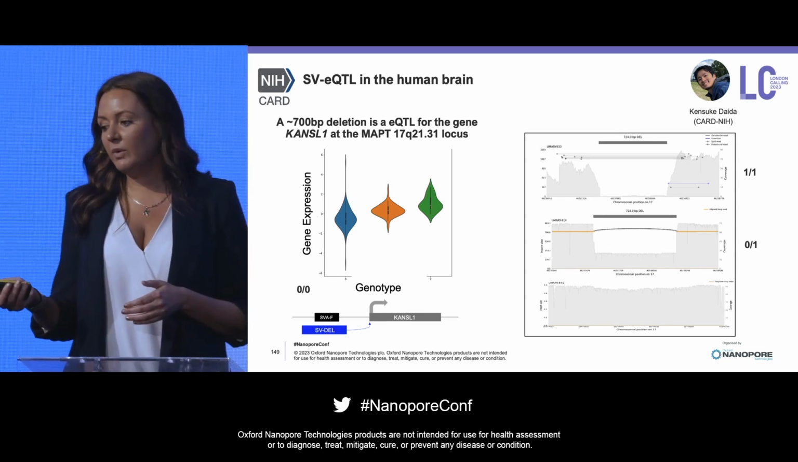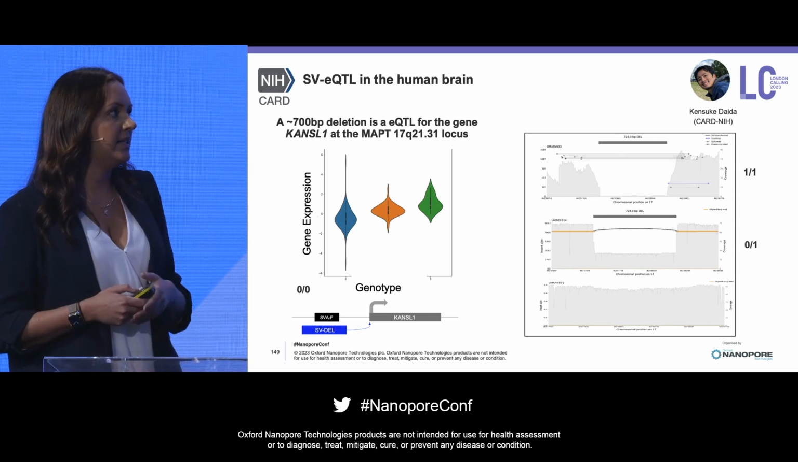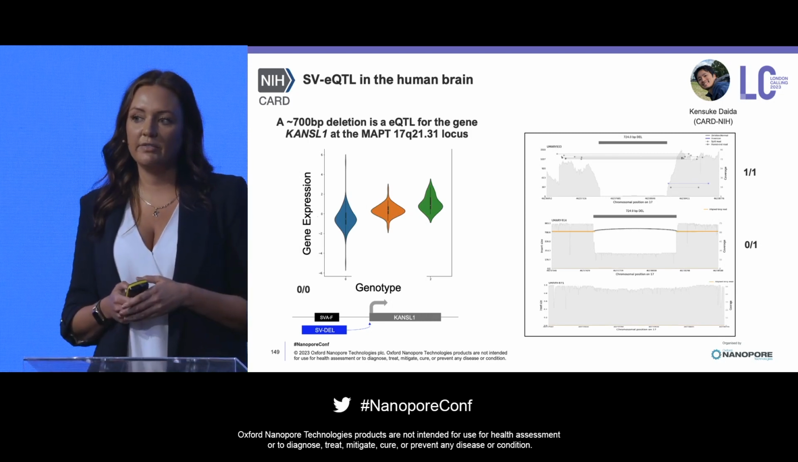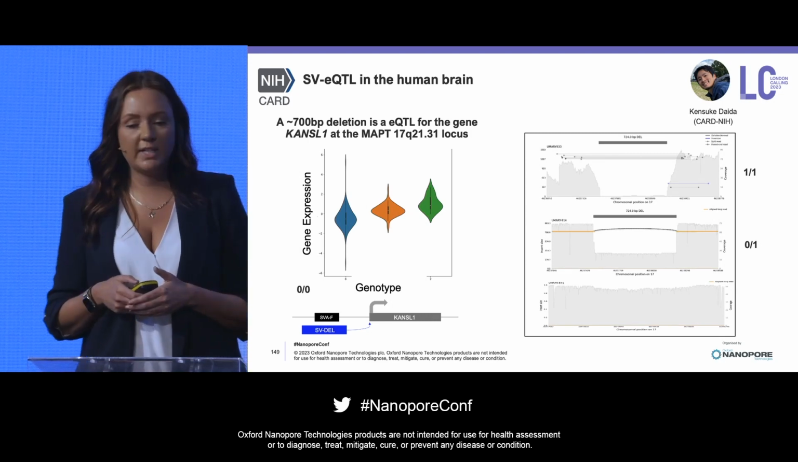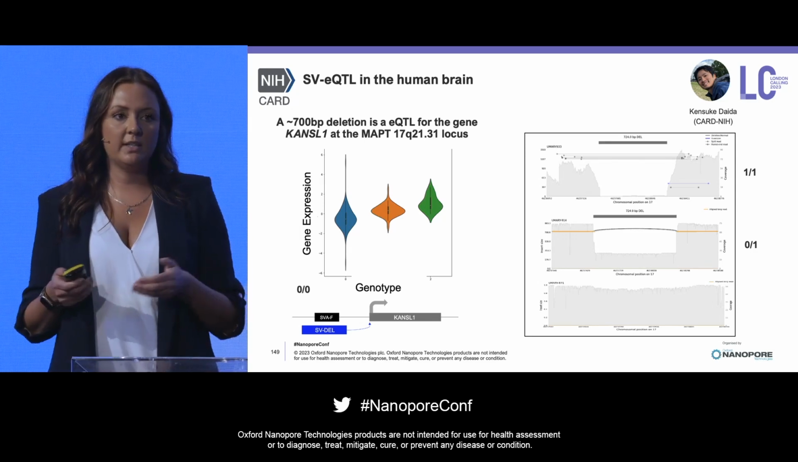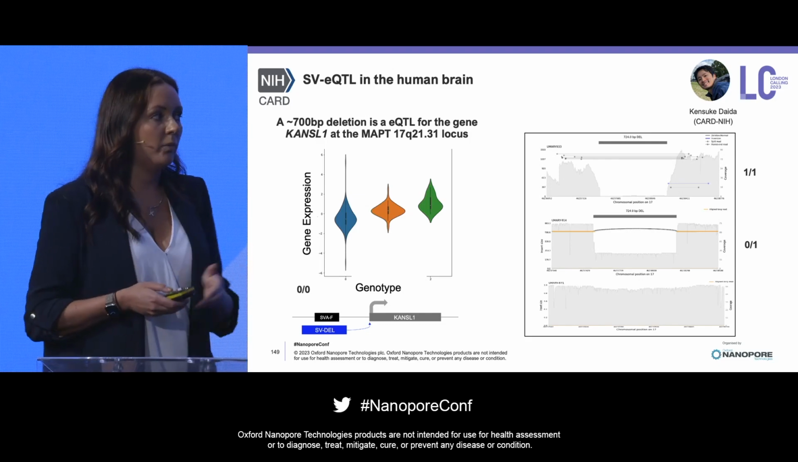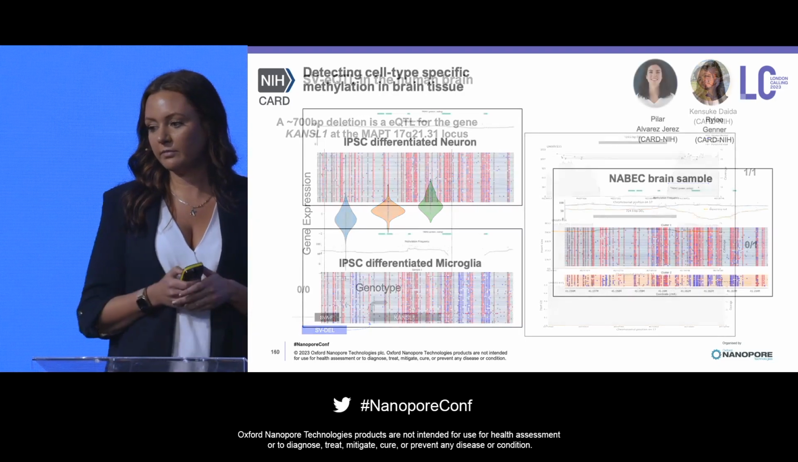And so on the right, we've got a samplot just showing how it validated. So you can see on the top, we've got a homozygous carrier of the deletion, and we've got a complete drop of coverage. And then below, we've got a heterozygous carrier of the deletion, which is a partial drop in coverage, and on the bottom we've got homozygous reference.